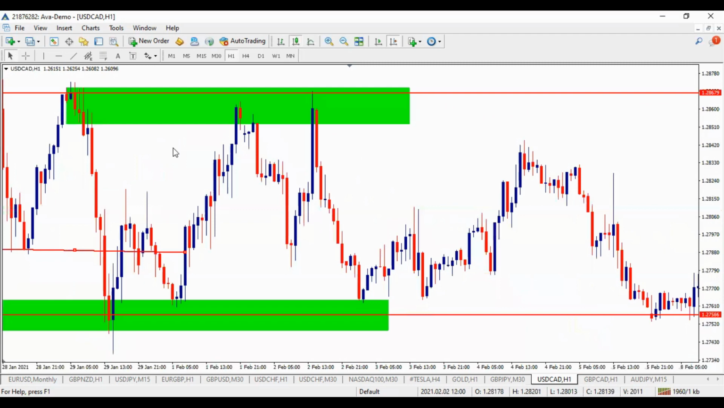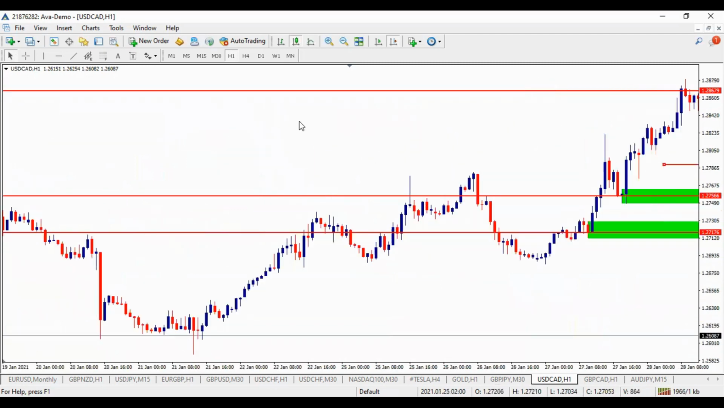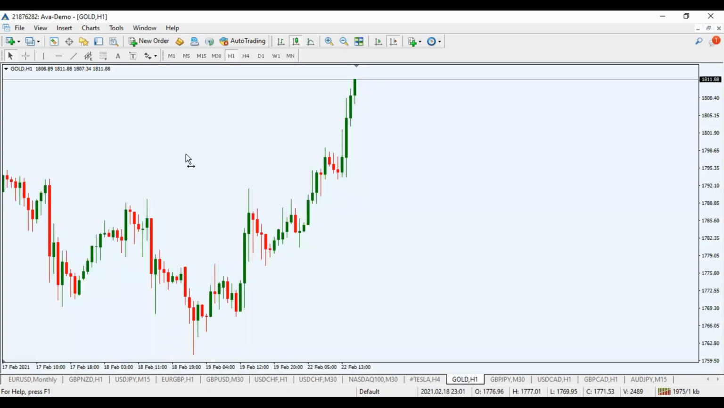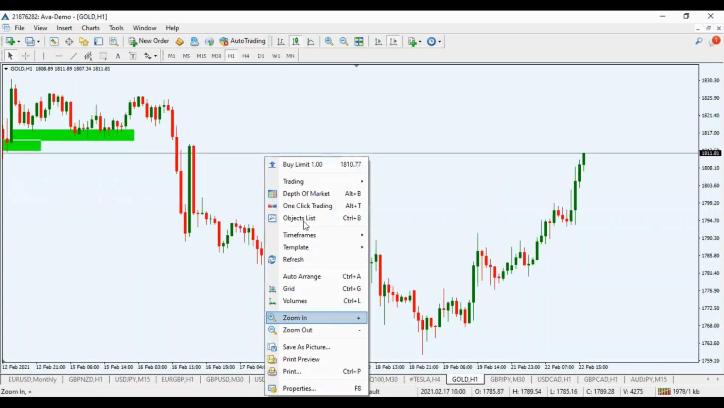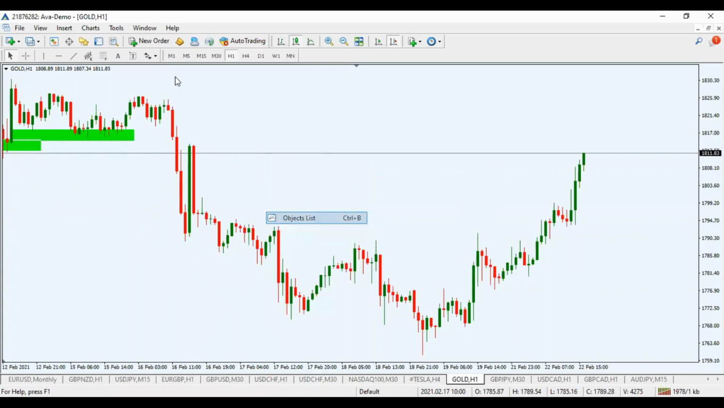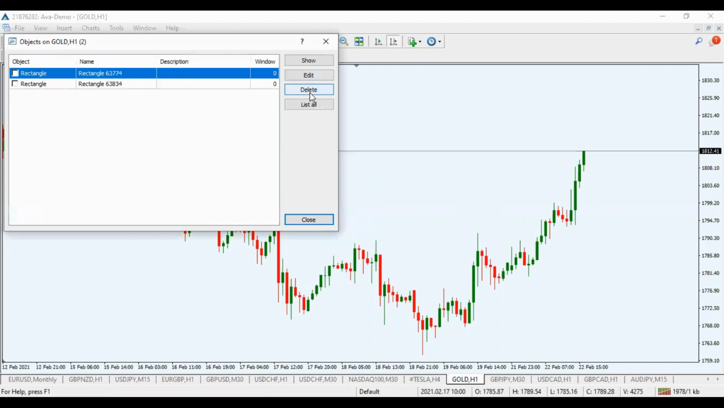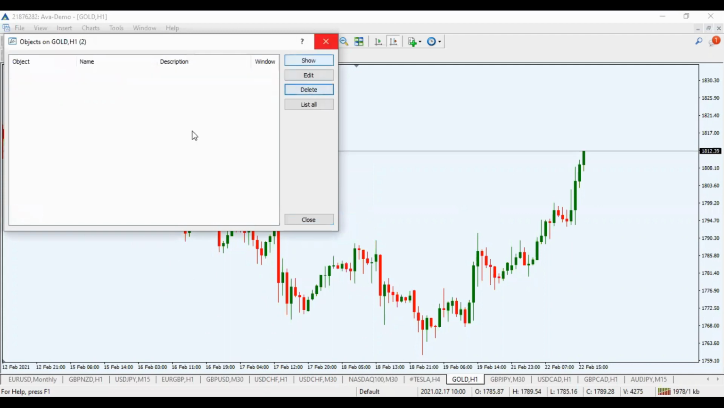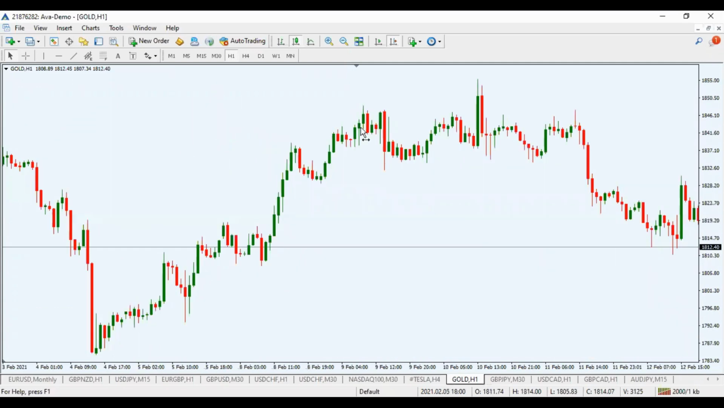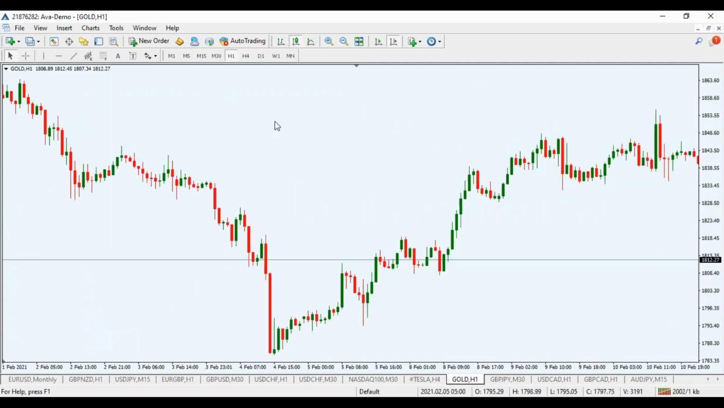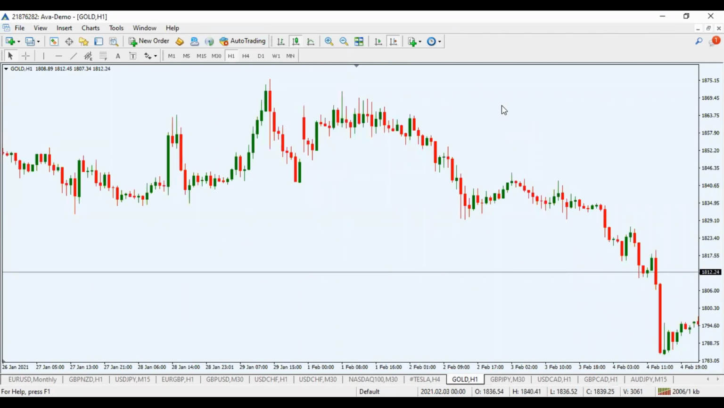Just make sure that you keep practicing. Same thing, let me also go on gold, so that you see that it works on almost every pair. You just need to train your eyes and keep practicing more. You will actually be able to identify these areas.